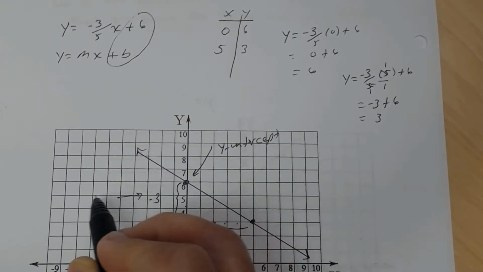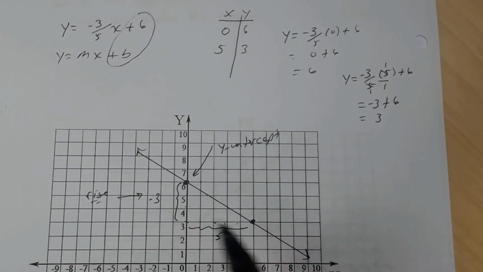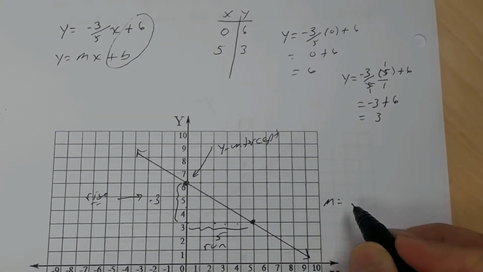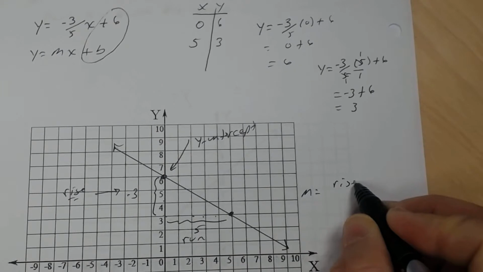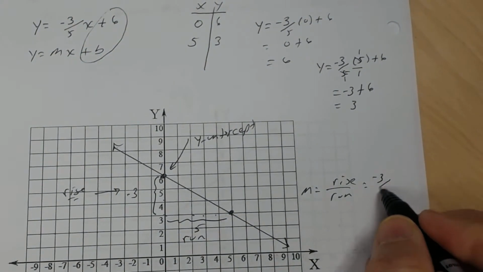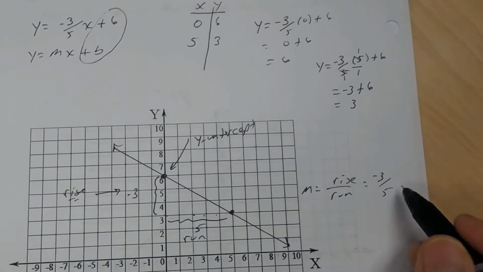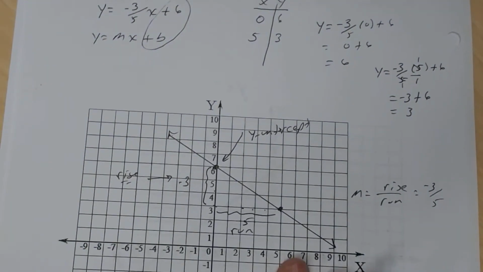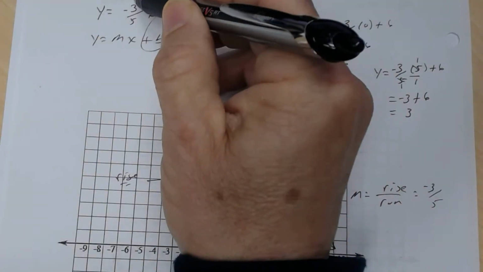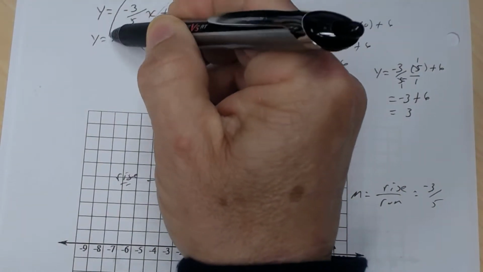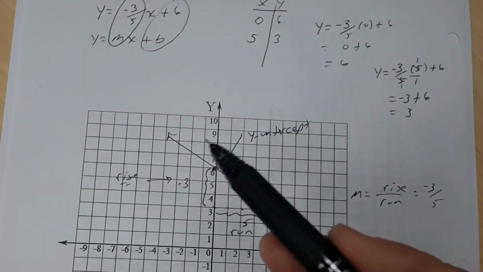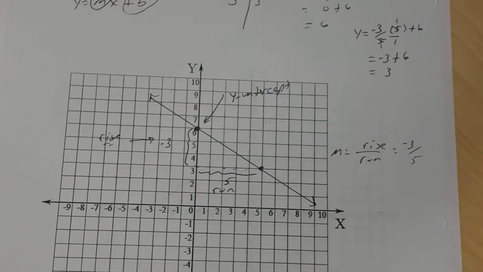So remember, this is your rise. You learned that in a previous lesson, and this is your run. So the slope, remember, is rise over run. And so that's a negative 3 divided by a positive 5. And so the slope is negative 3/5. What I want you to notice is that this negative 3/5 is your slope. Some of this you remembered from the previous lesson.